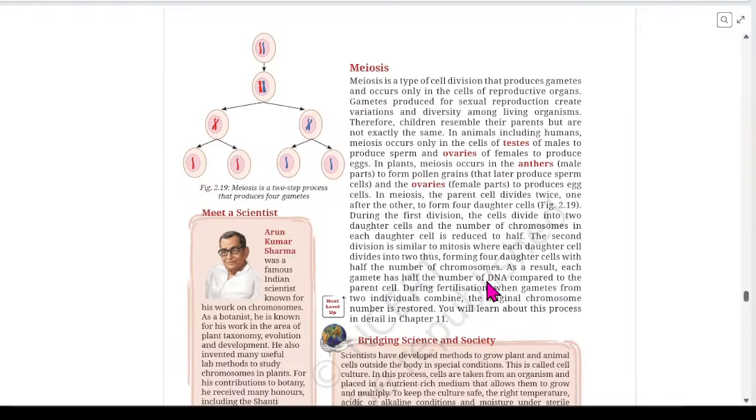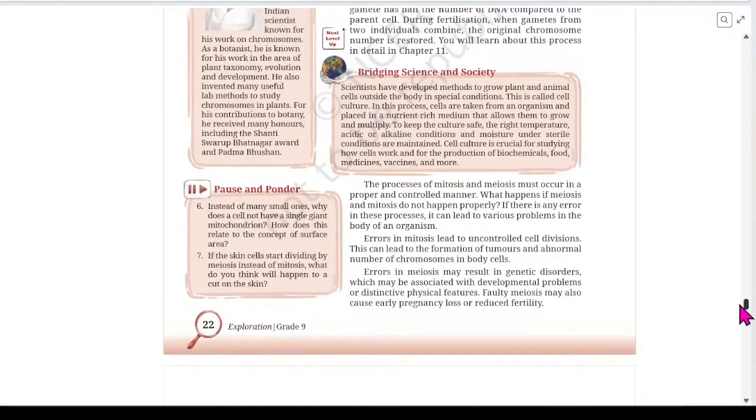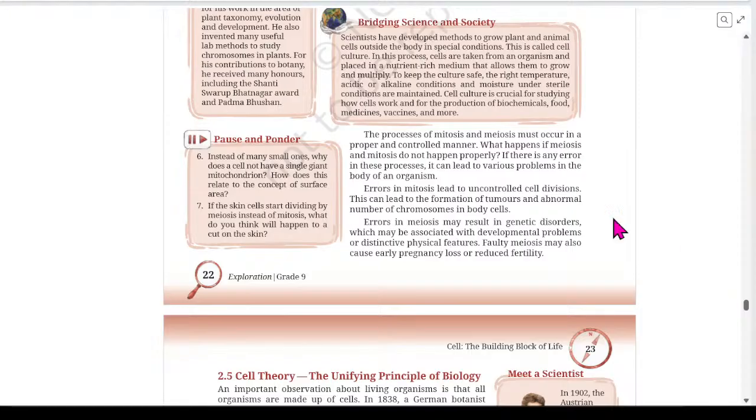During fertilization, when gametes from two different individuals combine, the original chromosome number is restored. You will be studying the details about it in chapter number 11.